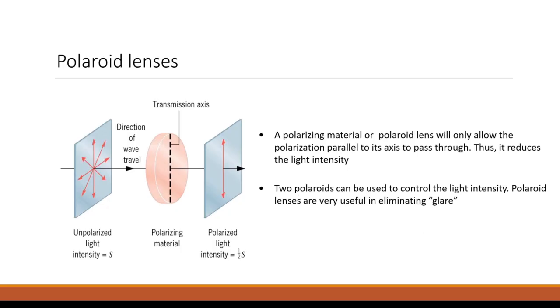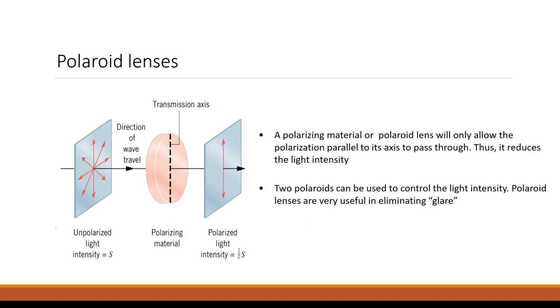So we have polarized lenses that you've heard of in cameras. A polarizing material or Polaroid lens will only allow the polarization parallel to its axis to pass through, similar to what we saw before, and thus it reduces the light intensity, only allowing a certain amount of the original through. So two Polaroids can be used to control the light intensity, which is why Polaroid lenses are very useful in eliminating glare and unwanted bursts of intensity in photos.